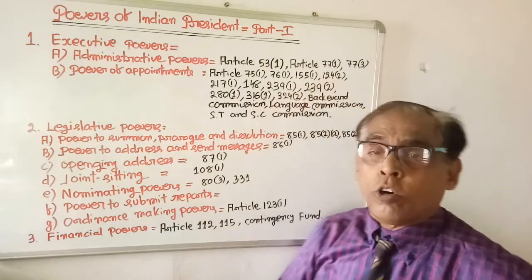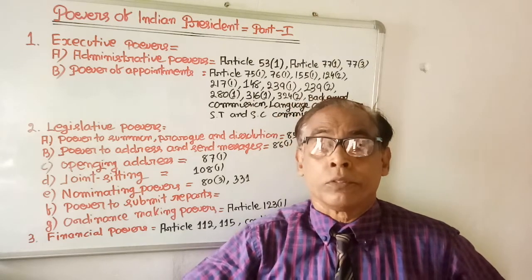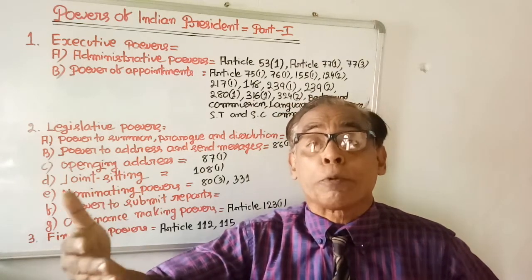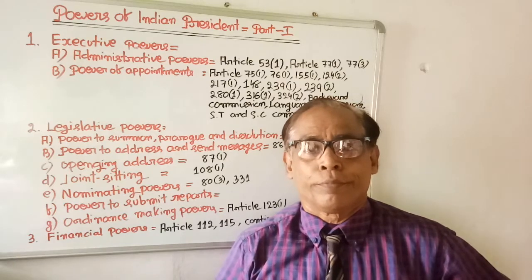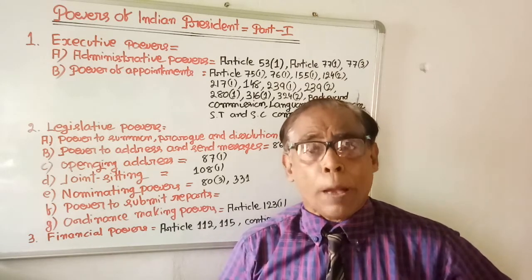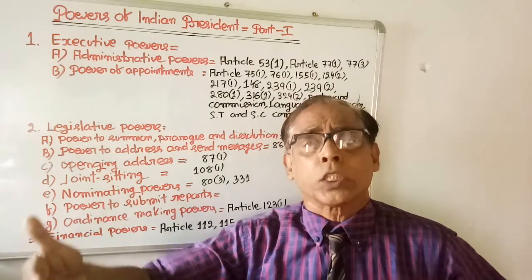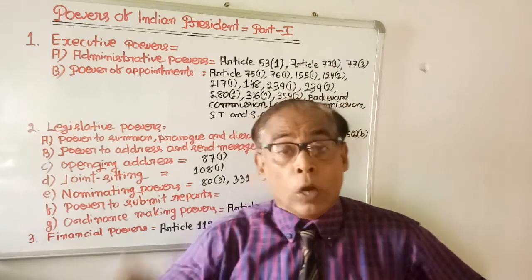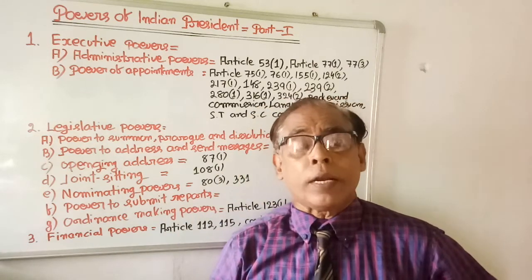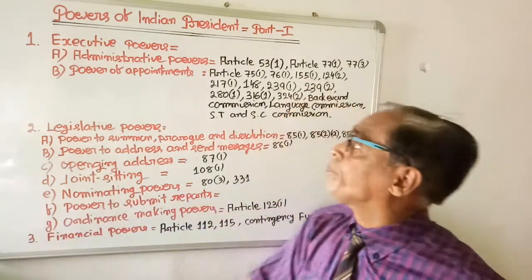Under Article 124 Clause 2, the President appoints judges of the Supreme Court. When the Chief Justice of the Supreme Court is appointed by the President, he will have to consult other judges of the Supreme Court. When other judges of the Supreme Court are appointed, the President will consult the Chief Justice of the Supreme Court.